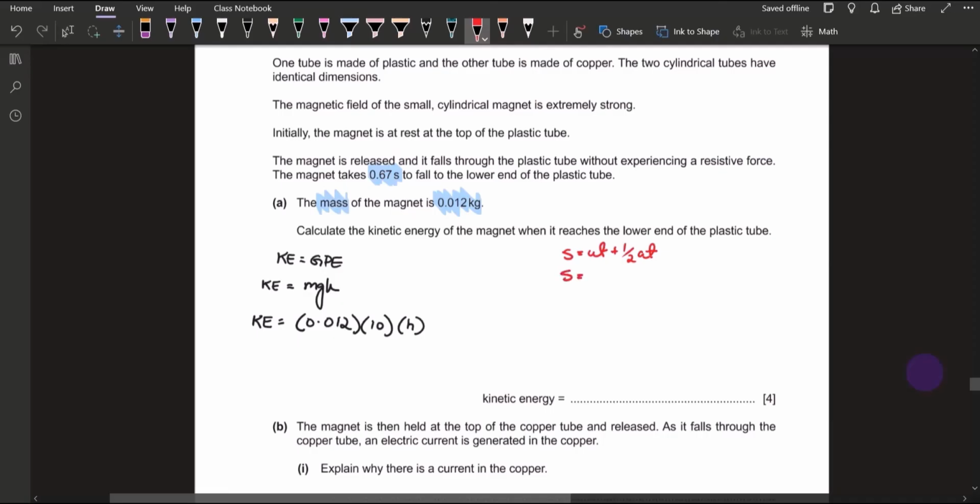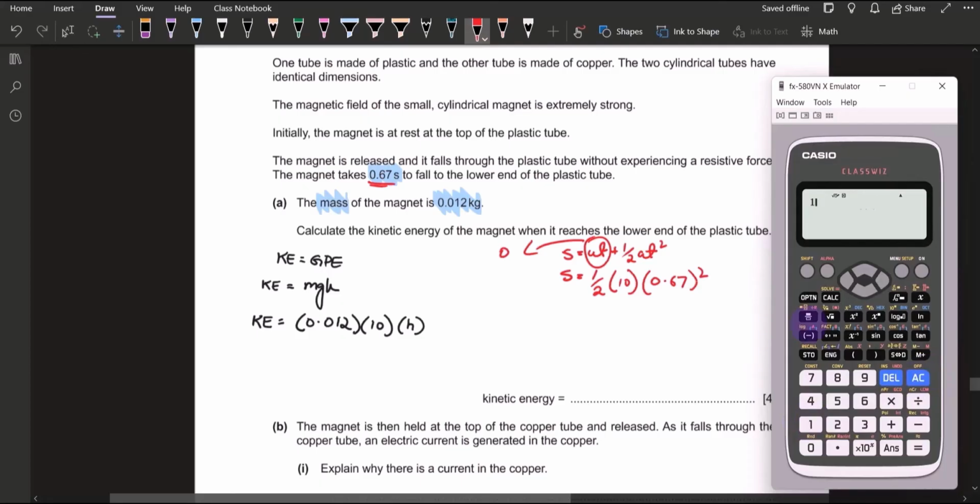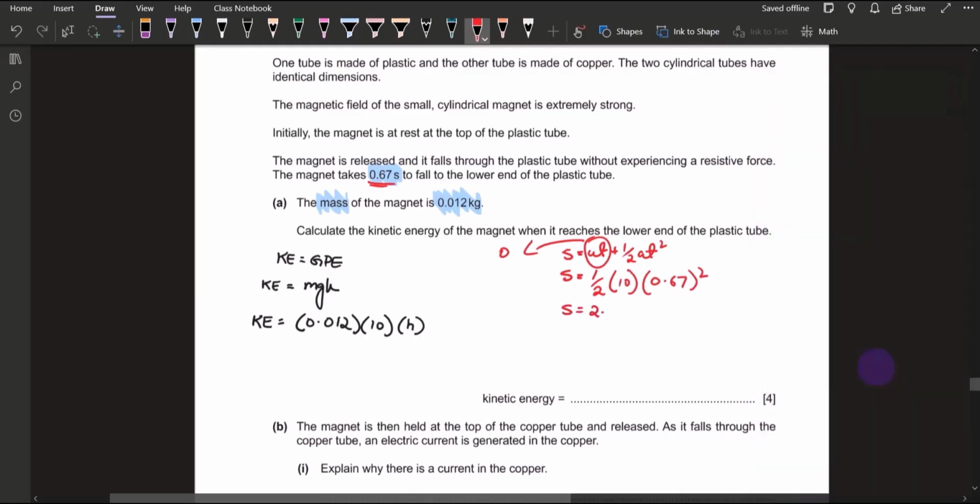So s equals u, the initial velocity, which is 0, so that part will become 0. So we have half a, which is 10, and then t, which is our time, 0.67 squared. So we can put this in our calculator, and we'll get our answer as 2.2445. So our s equals 2.2445.